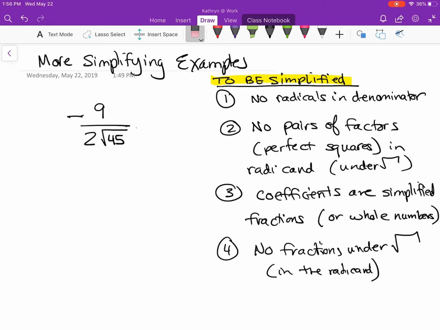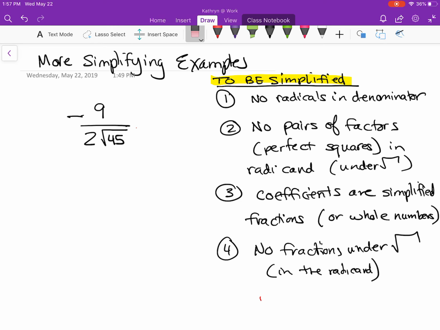Number 2 says I can't have any pairs of factors or perfect squares in the radicand, underneath the square root sign. So that's also a problem in the denominator, because I could take the square root of 45 and split it up, right? I could say the square root of 45 is the square root of 9 times the square root of 5. And here I've got a perfect square, a pair of 3's, that square root of 9. I could take the square root of 9 and get just a 3. So I am able to pull a pair of factors, or a perfect square, out of 45. So criteria 2 hasn't been met.